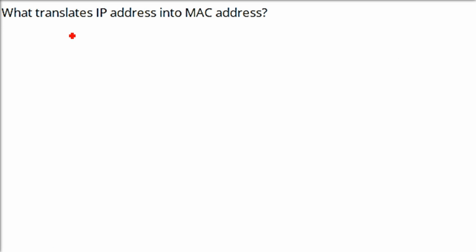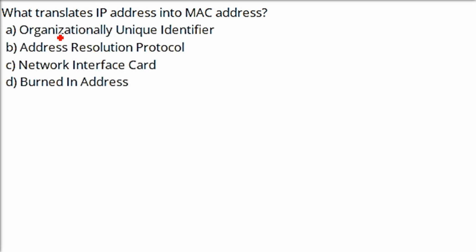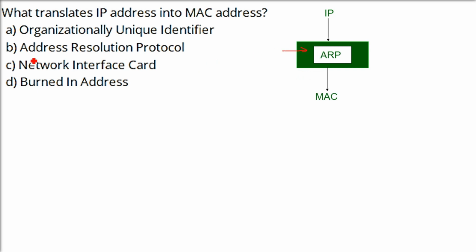Now what translates IP address into MAC address? So these are the options. If you know, please comment or let me know that you know this answer. But for those who want to understand, what translates IP address into MAC address? This question is very misleading actually. Actually there is no translation of IP address to MAC address done. ARP, that is the address resolution protocol, is only getting the MAC address of a host whose IP is already known.